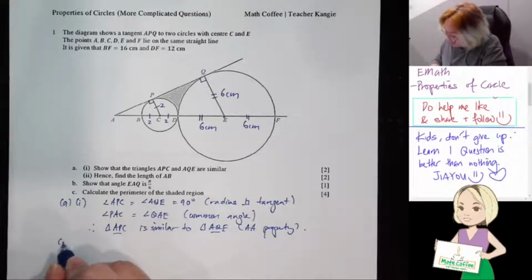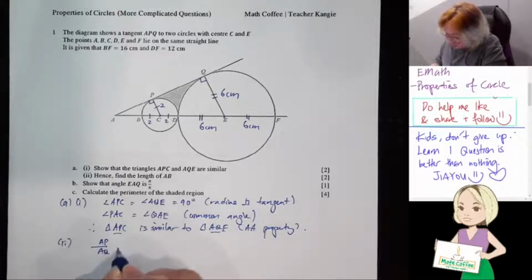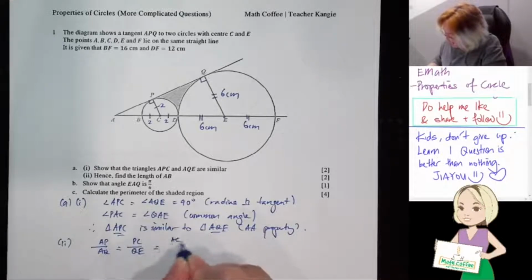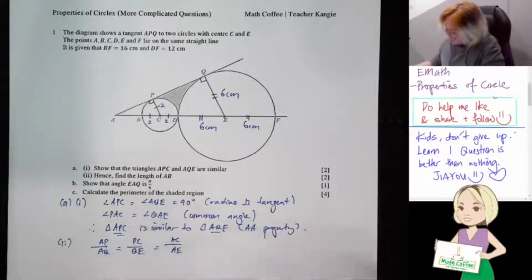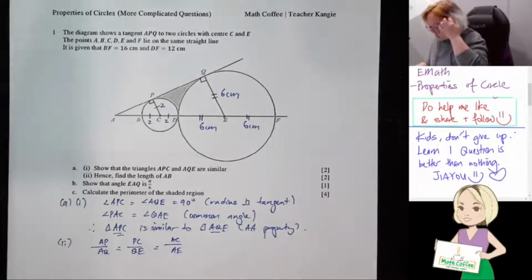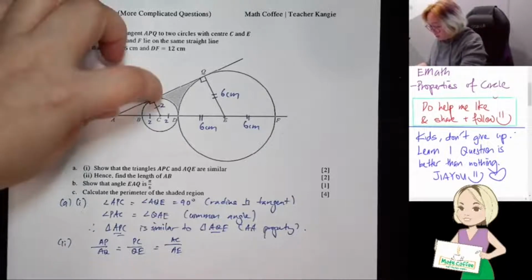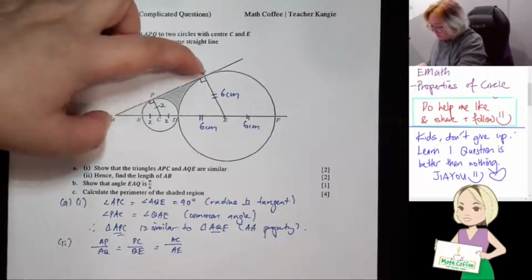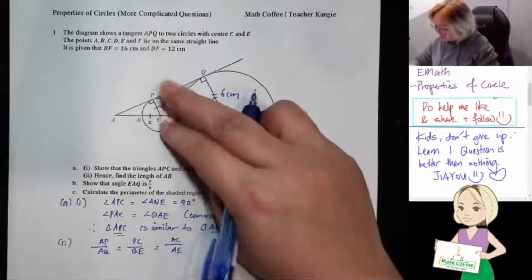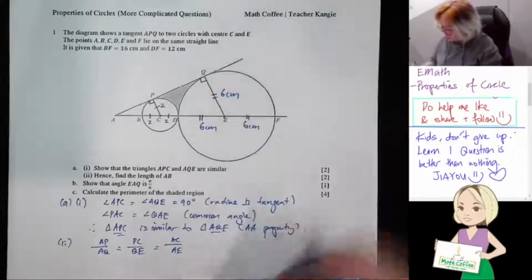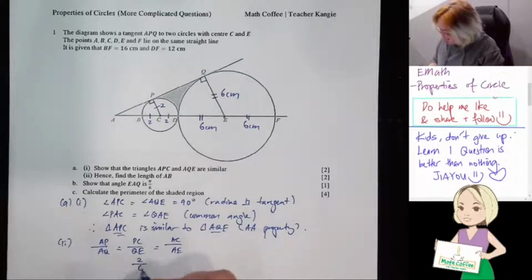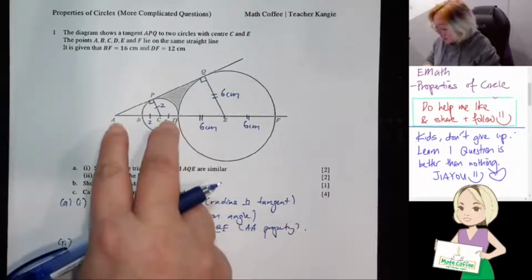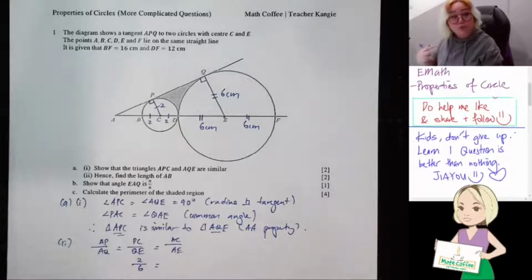So you will write part 2: AP over AQ is equal to PC over QE, which is equal to AC over AE. So let's see whether we have enough information. We put in the information. AP we don't know. AQ we also don't know. Just leave it first. So we have our PC. PC is 2, and QE is 6. So that means this is 2, this is 6. My AC over here, I don't know what is my AB. It's okay. I'm supposed to find my AB, right?